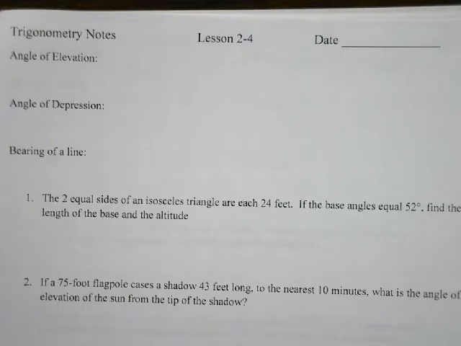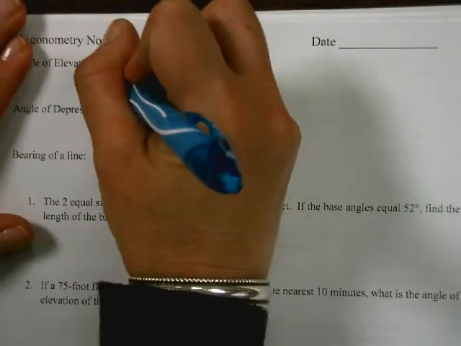Okay, 2-4 is all about applications. So it's just a bunch of word problems. I'm using those trig functions, okay? So it's all applications. So we need a couple of definitions. So, angle of elevation. Angle of elevation is an angle measured from the horizontal up.